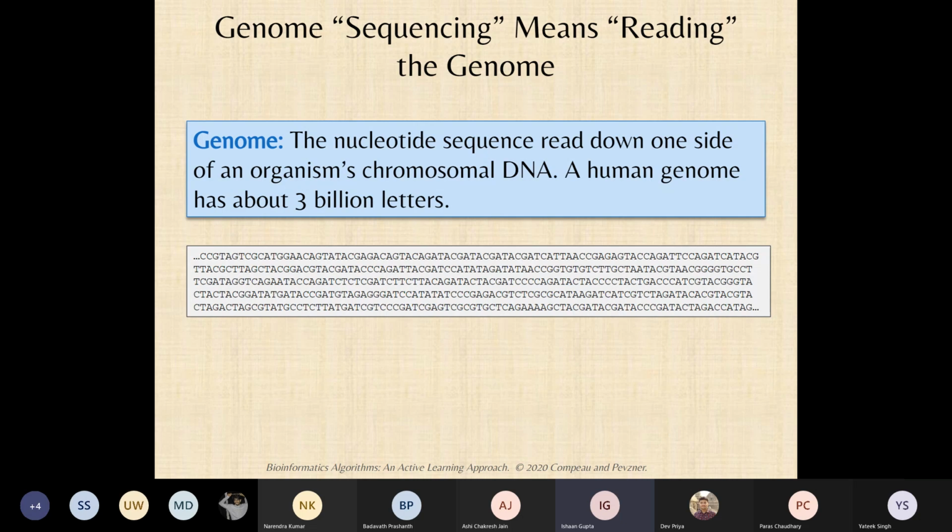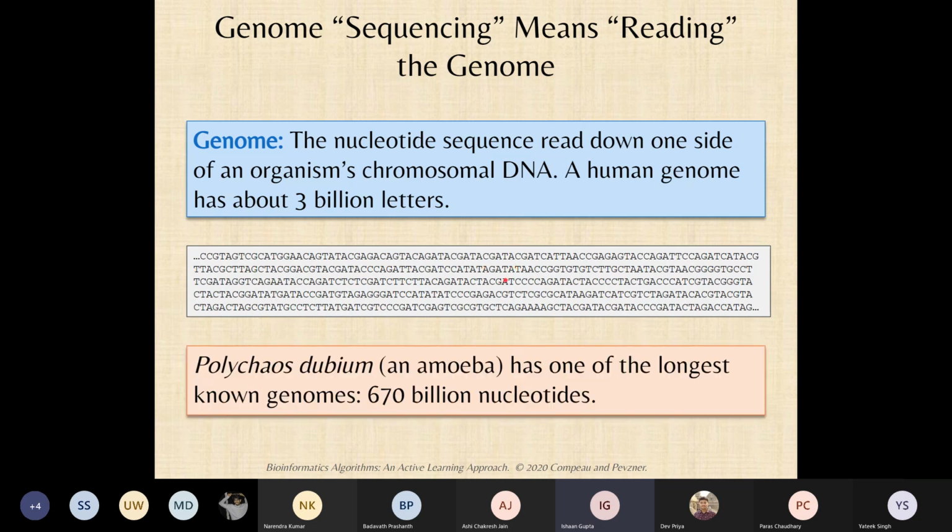And on a page, these ATGCs just look spread out. If you compare it with an amoeba, which has one of the longest known genomes, it has approximately 670 billion nucleotides, almost 3 orders of magnitude more. Can somebody tell me what is the size of the largest genome and to which organism it belongs? I asked this question earlier as well as a homework problem.